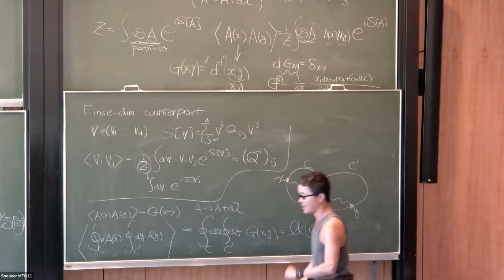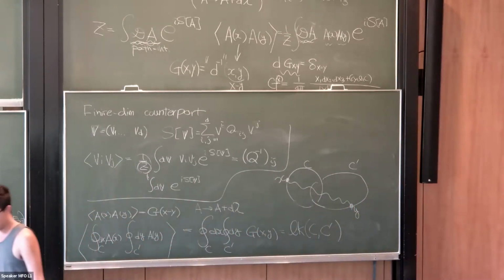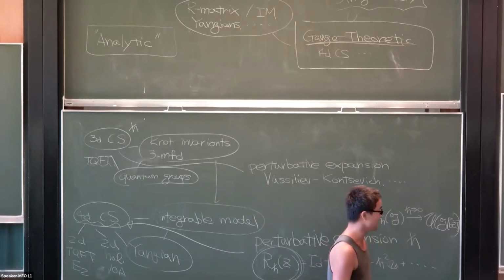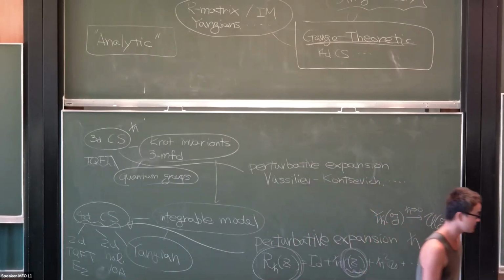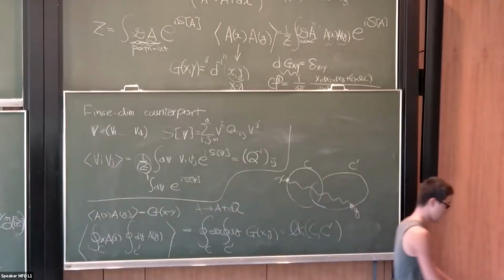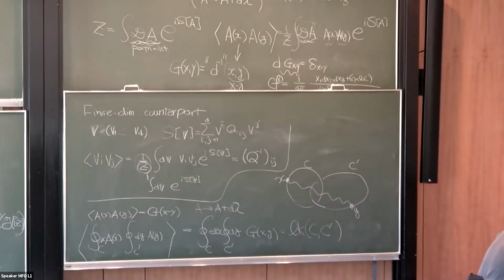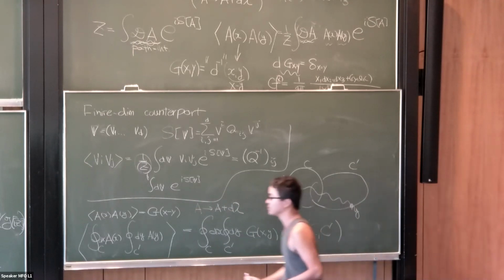Now I have a little bit of time to generalize that first to non-abelian Chern-Simons theory, and then I come to 4D Chern-Simons theory.